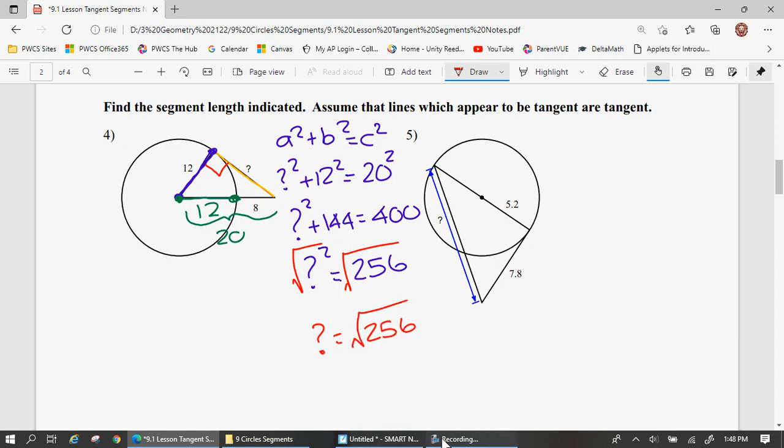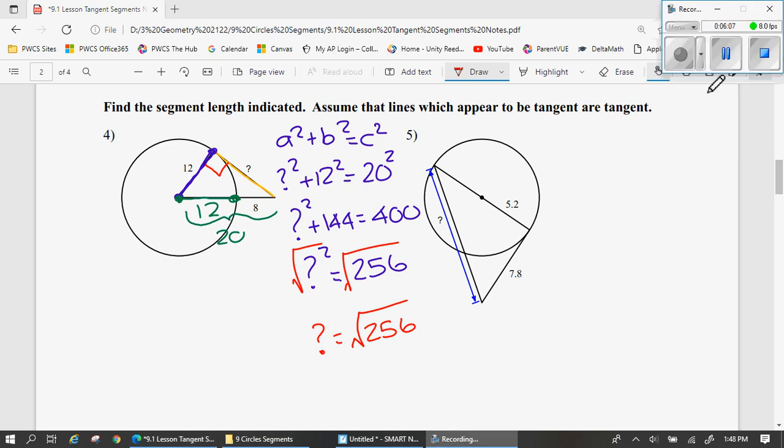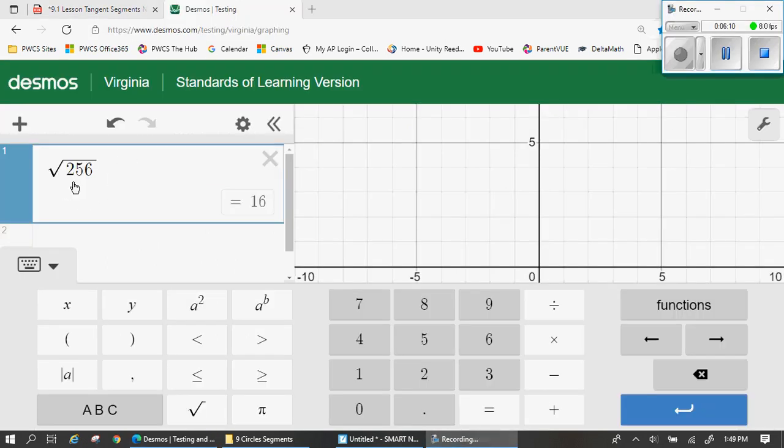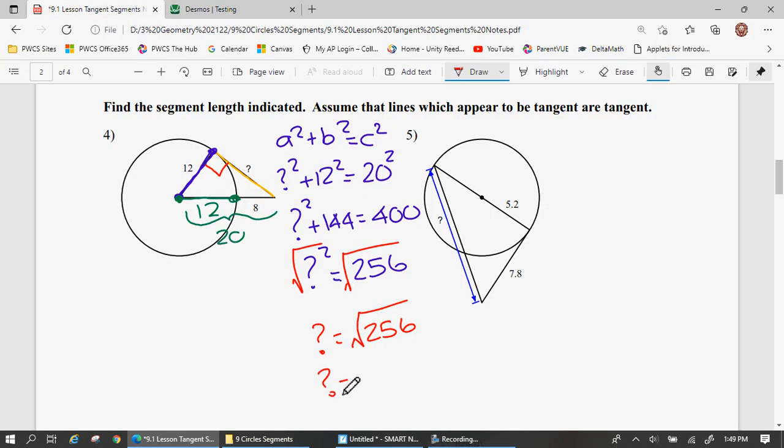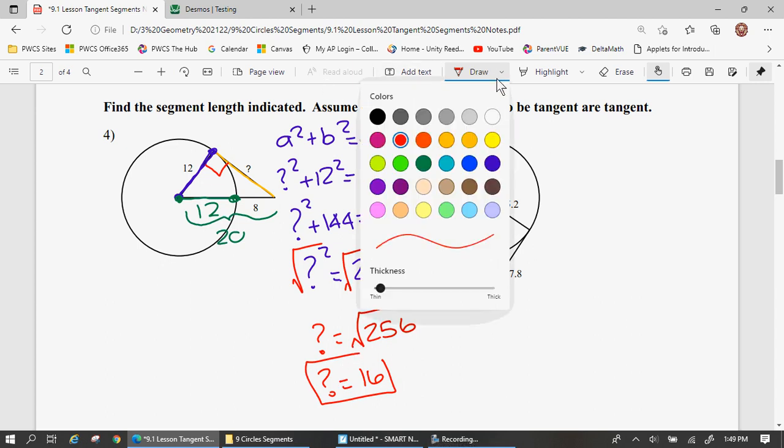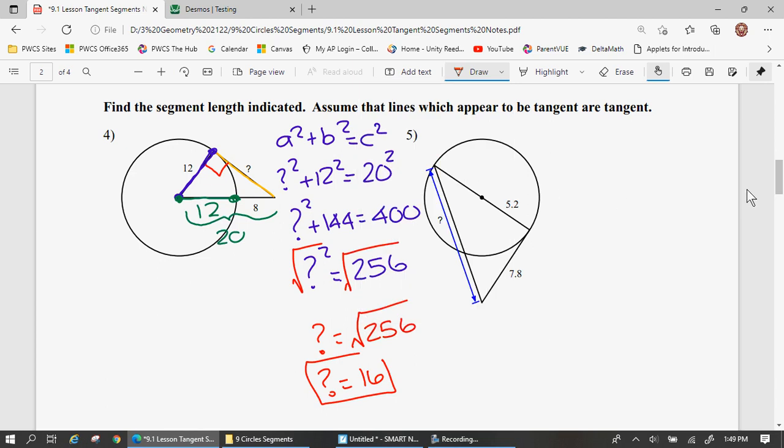Let's check and see if that is a perfect square. When I square root 256, I get 16, and so I'm actually going to say that that missing piece, that tangent, is 16. So whenever I see a tangent and it's interacting with a diameter or a radius, so here it's interacting with this diameter, I know I get a right angle, and so I have a right triangle here, so I can find this missing piece using Pythagorean theorem.